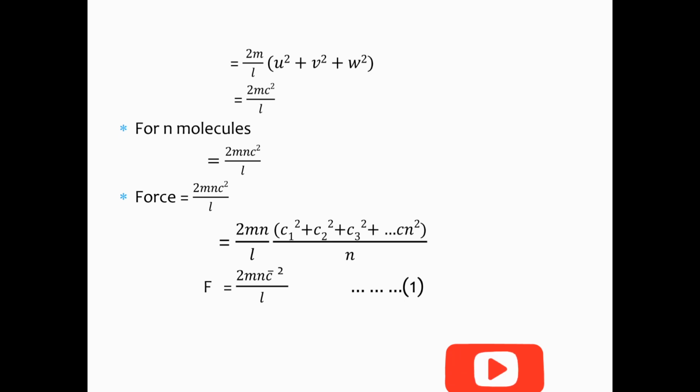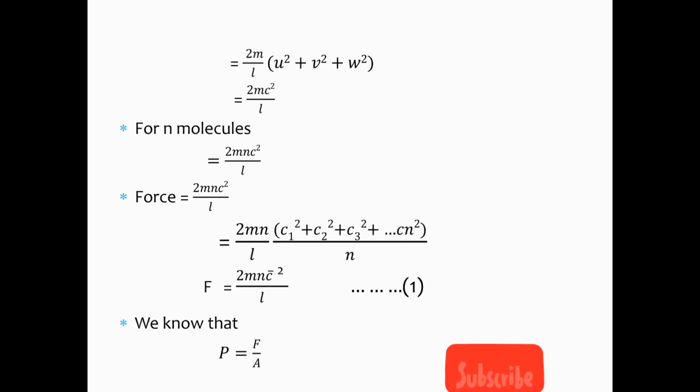According to Newton's second law, rate of change of momentum is force. F is equal to 2mnc square over L. Now this c square is the velocity of a single molecule. For n molecules, it will be c1 square plus c2 square plus c3 square and so on up to cn square, divided by the total number of molecules. It will give the root mean square velocity. So the force for n molecules will be 2mn c root mean square divided by L.